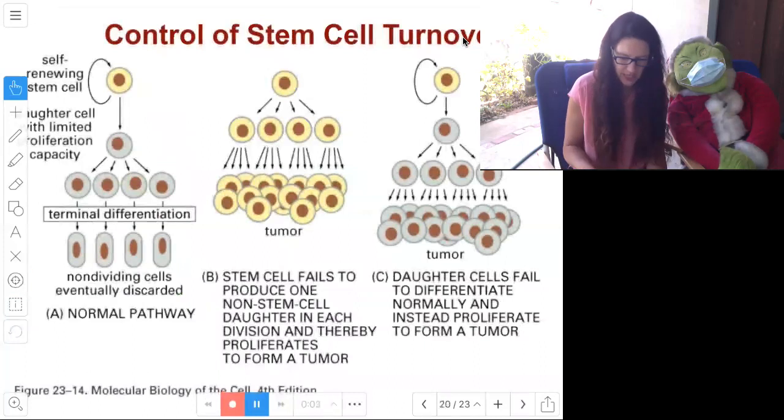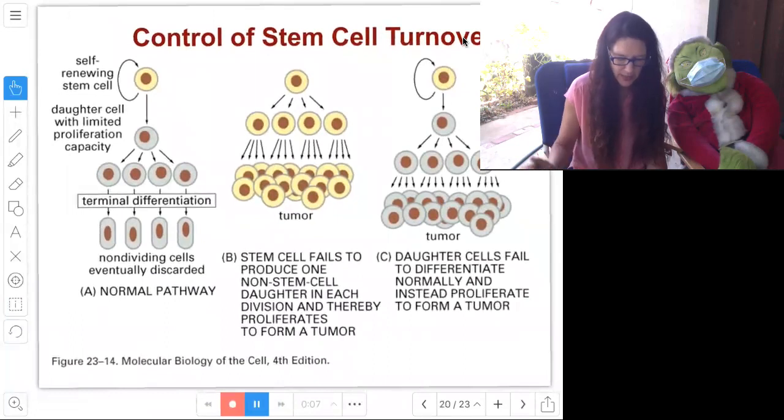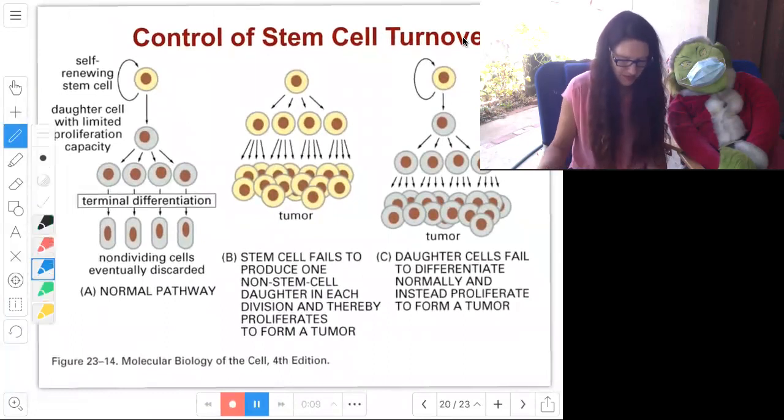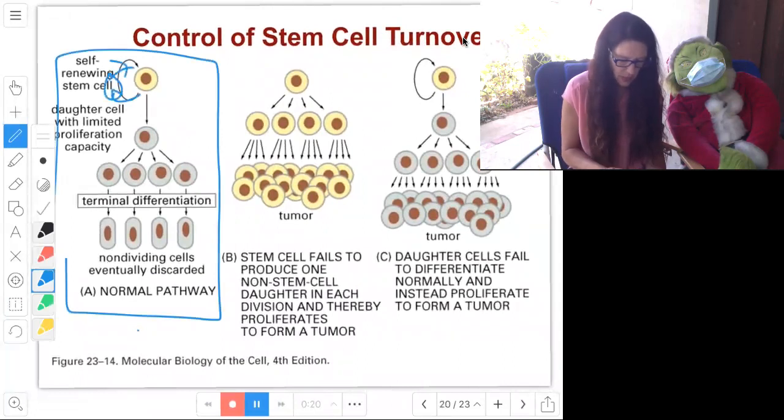And if we think about that, any kind of stem cells are good, right? They help us. But what about something bad? Here's our normal pathway, right? Self-renewing guy. So one guy stays, right? Him. This guy terminally goes through progenitors, terminally differentiates, everything.